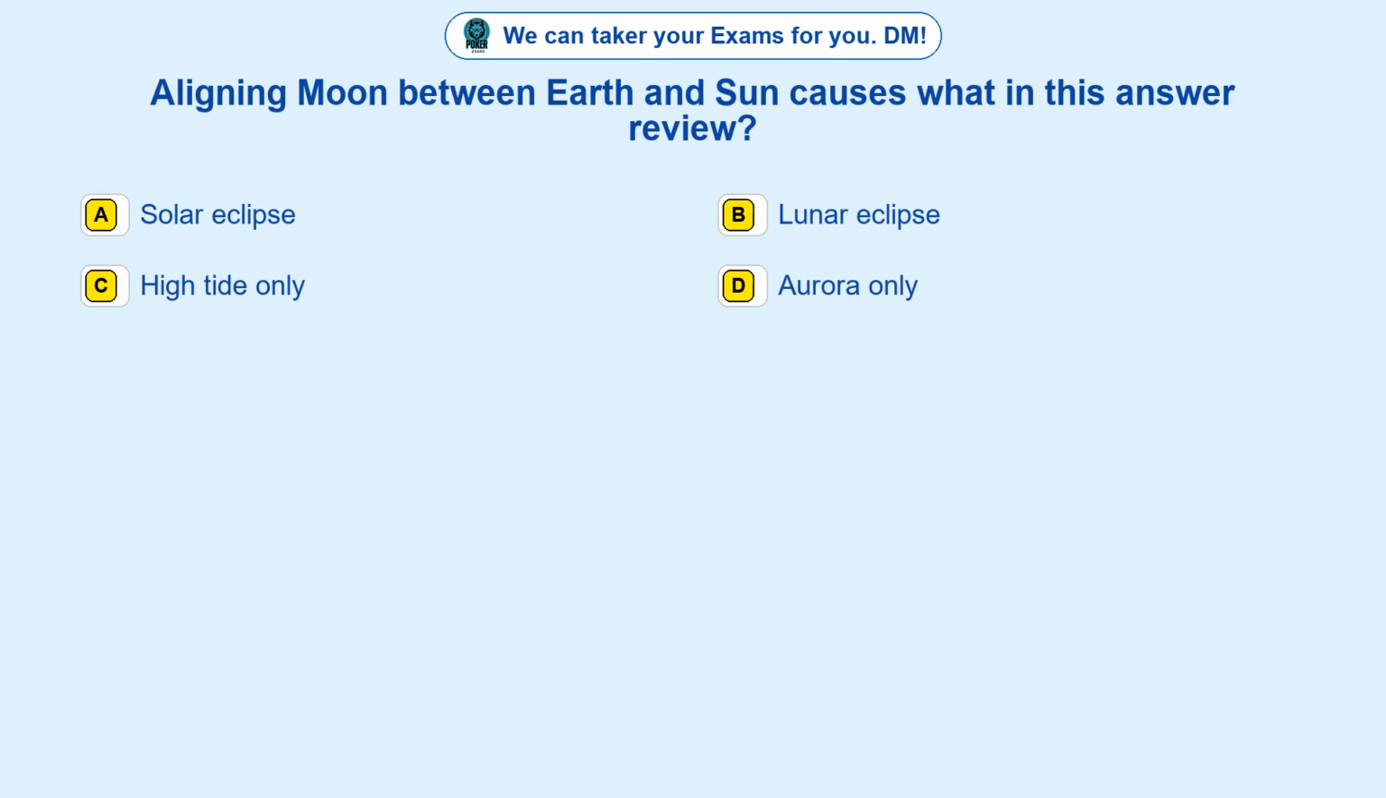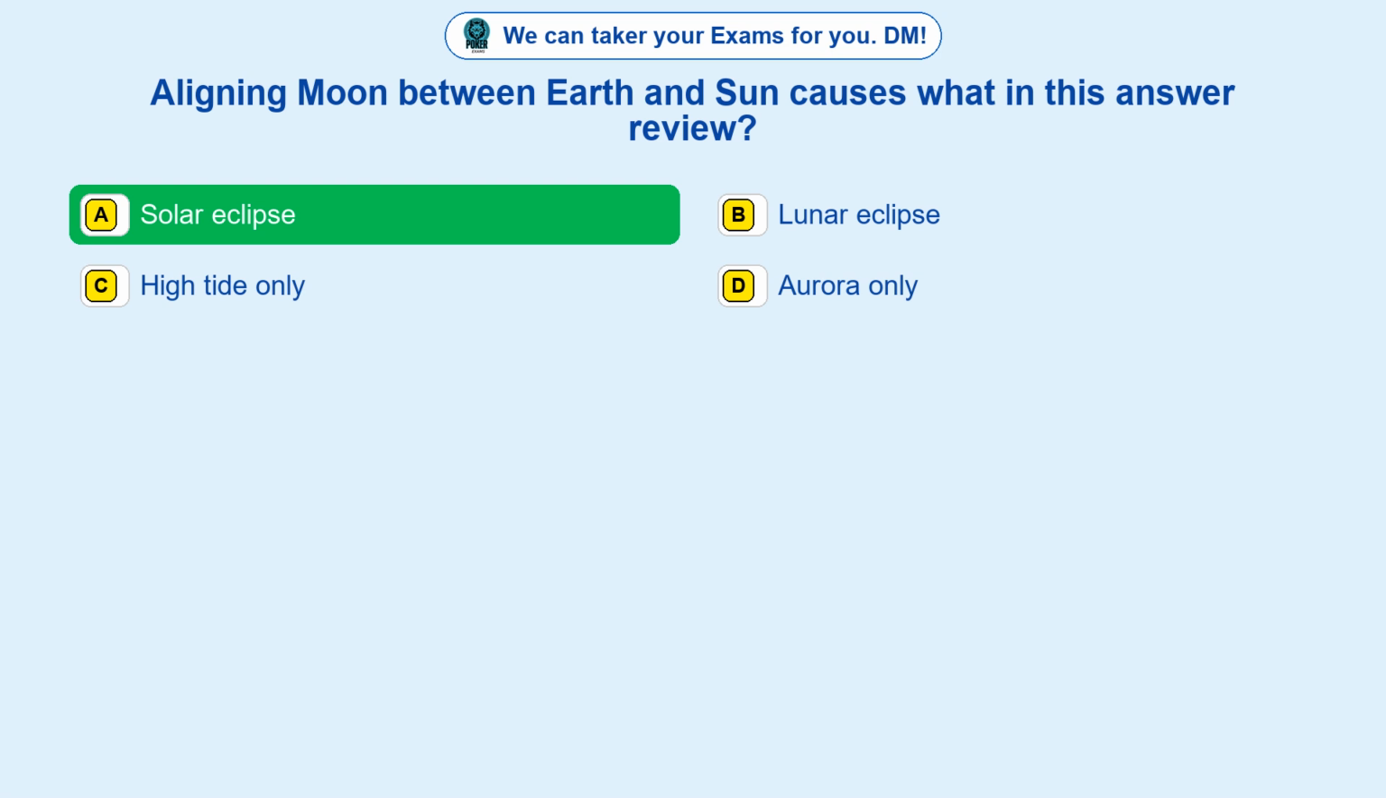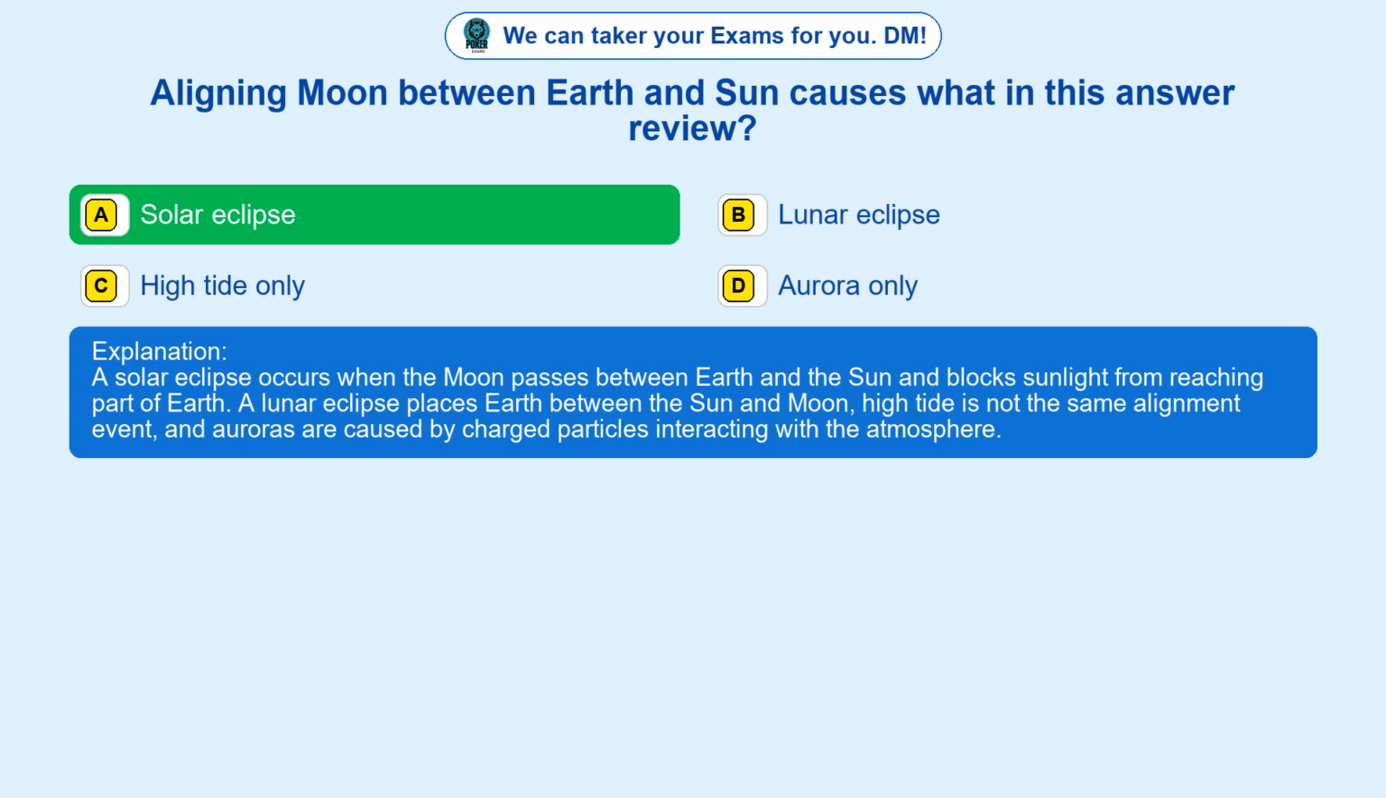Question 92. Aligning moon between Earth and Sun causes what in this answer review? Option A, solar eclipse. Option B, lunar eclipse. Option C, high tide only. Option D, aurora only. The correct answer is option A. Solar eclipse. A solar eclipse occurs when the moon passes between Earth and the Sun and blocks sunlight from reaching part of Earth. A lunar eclipse places Earth between the Sun and Moon. High tide is not the same alignment event, and auroras are caused by charged particles interacting with the atmosphere.